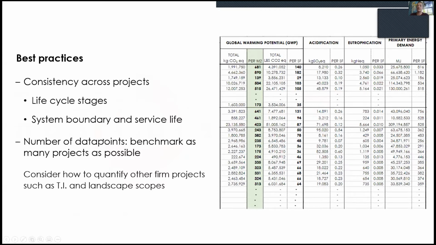So increasing that number of data points to be able to get kind of better aggregates of how our projects are performing, and also, you know, to just continuously make our benchmarking better. And so this also includes, you know, what other projects do we have going on that aren't maybe typically quantified now, including landscape projects and TI projects, and what can we learn from those.